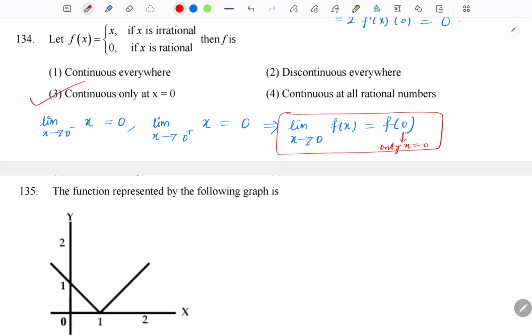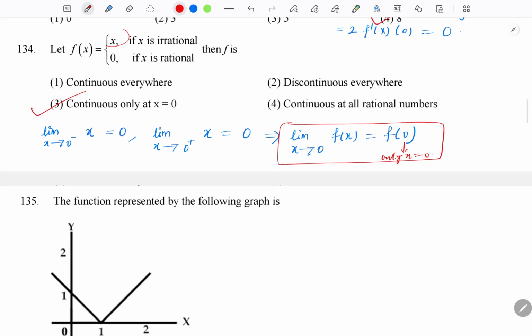See, if we take an irrational number, I will give one example. What is irrational? If we take like 1 by root 7, root 2, root 3, like that. See, root 2 never goes to 0, right? Understood, students? So that's why it is continuous only at x equal to 0. At the remaining points it won't be satisfied.